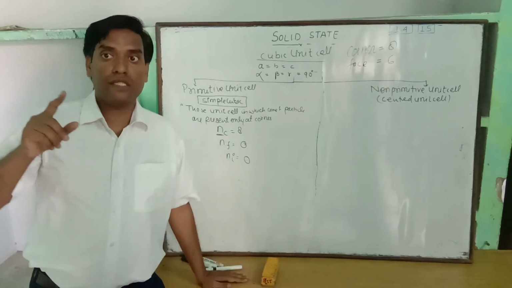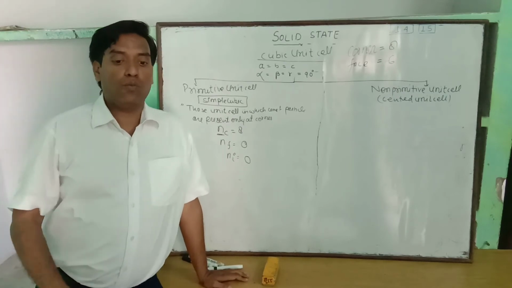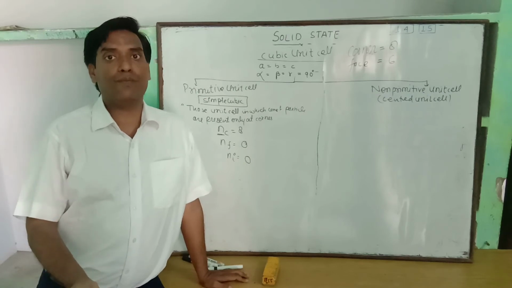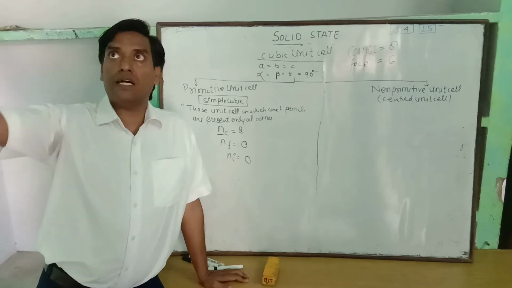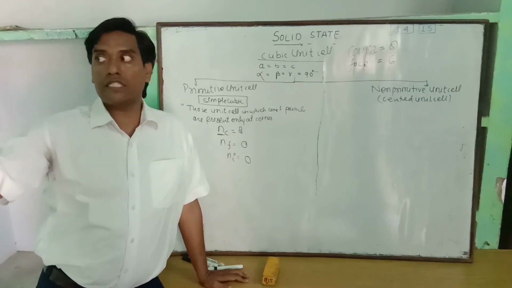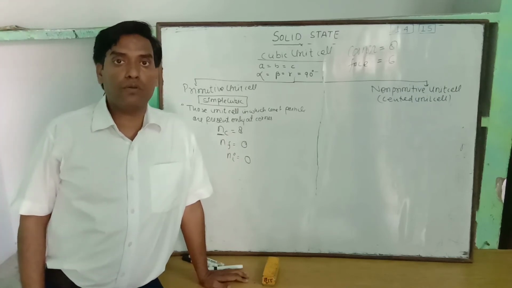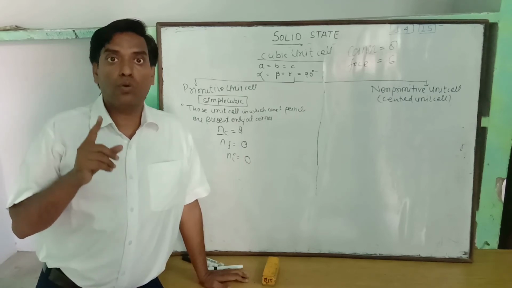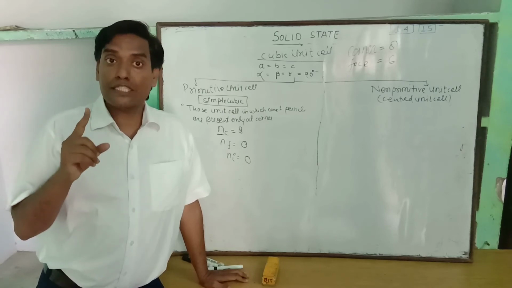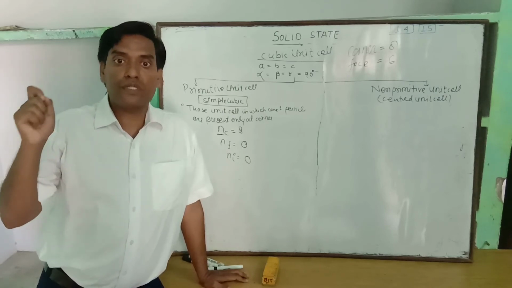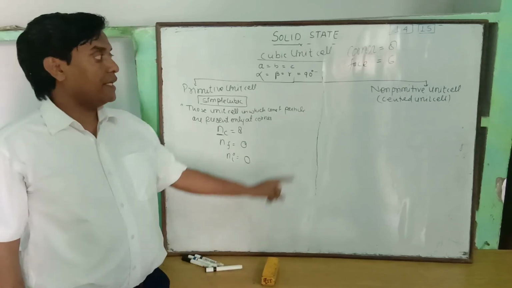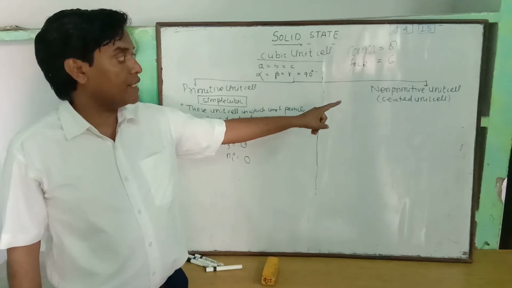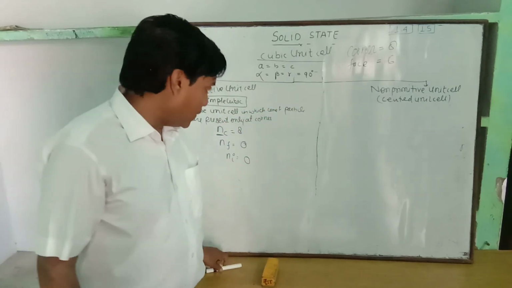And if I am placing one atom at corner and one inside the body, is it primitive or non-primitive? Non-primitive. If I am placing the constituent particles at corners as well as faces, is it primitive or non-primitive? Non-primitive, because in primitive, constituent particles are placed only at corners. And except corners, if particles are present at some other position, then it is called the non-primitive unit cell. And this non-primitive unit cell is also known as centered unit cell.